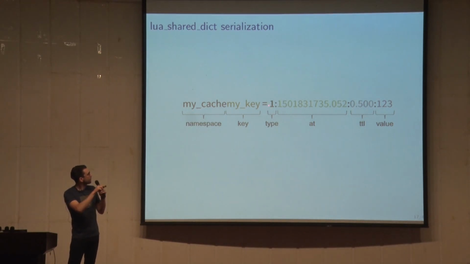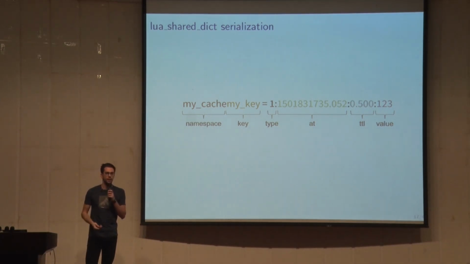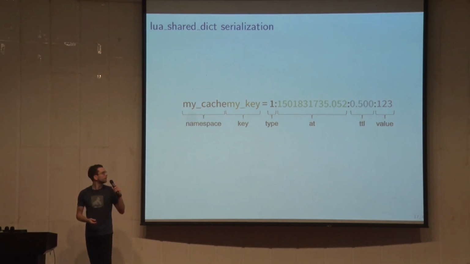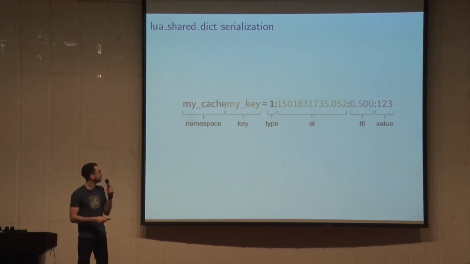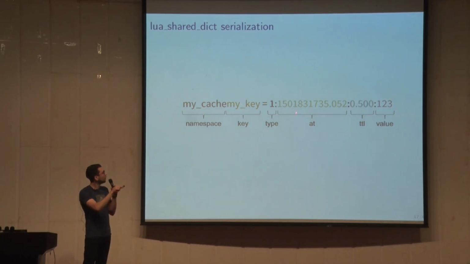The first section will be the type. The Lua type can be a number, a string, or a table as well. And that's the other very neat feature of mlcache: we can store any type of Lua value, including tables, with proper serialization. We have the insertion time, the add time.